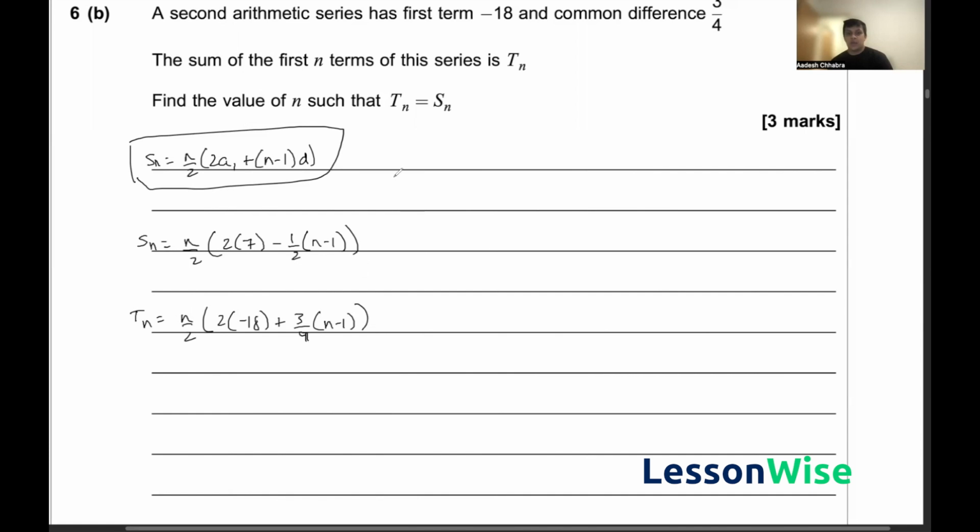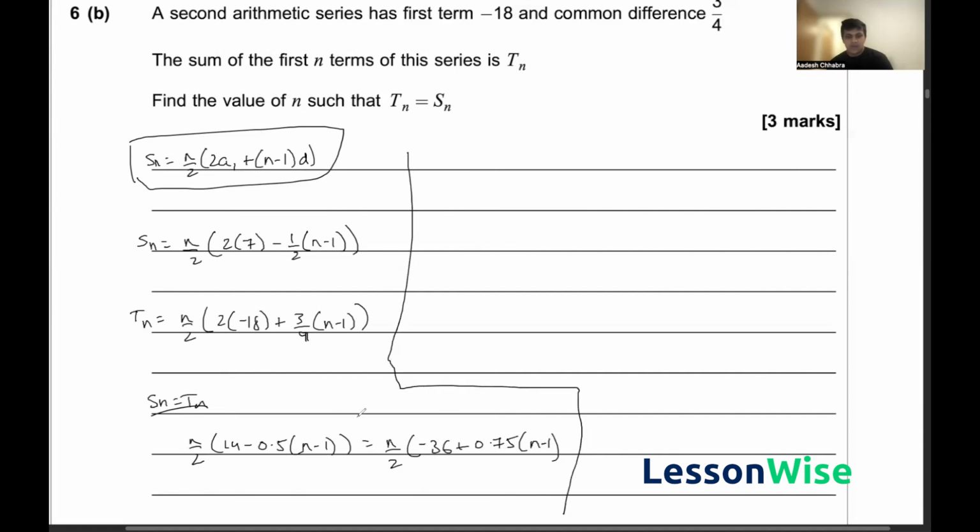Okay, so now we can equate these two terms. So for Sn is equal to Tn, we get n by 2 of 14 minus 0.5 of n minus 1 would be equal to n by 2 of minus 36 plus 0.75 of n minus 1. Let me just block this off to help my working out. Well, we know that n by 2 and n by 2 can be cancelled out. So we're left with 14 minus 0.5 of n minus 1 is equal to minus 36 plus 0.75 of n minus 1. We can rearrange this equation.